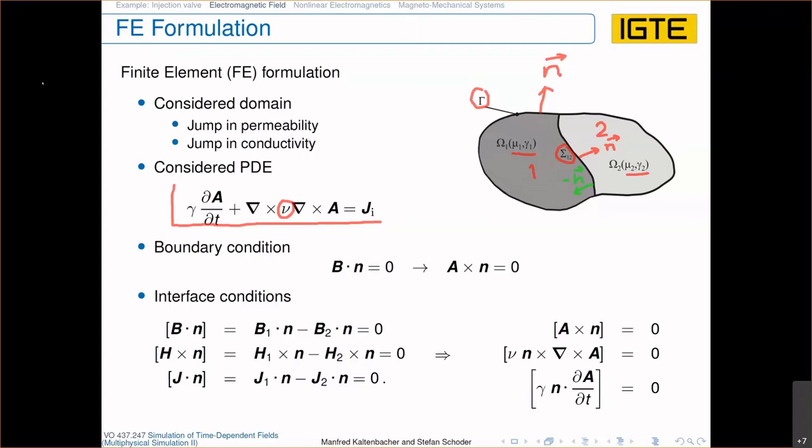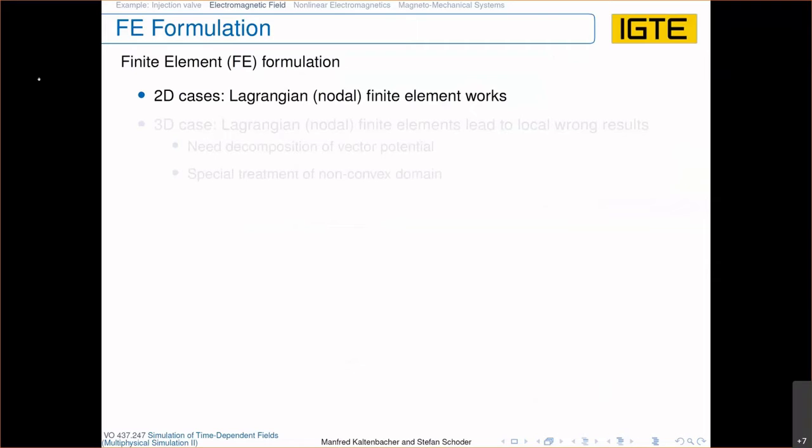Okay, so this is our setting, and just some preliminary things. In 2D, everything is okay.